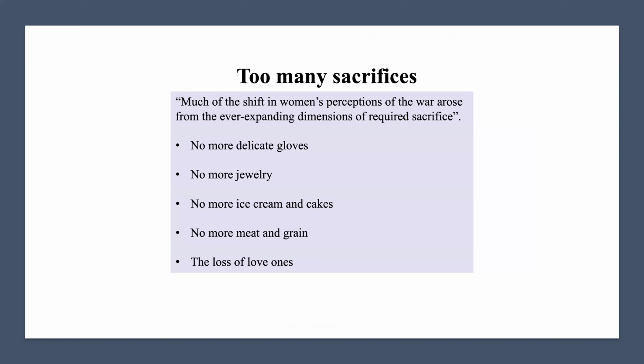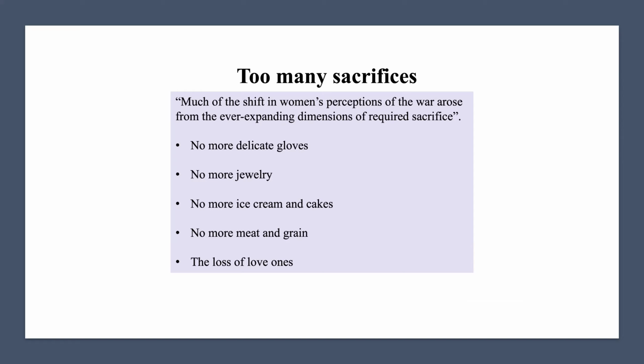Too many sacrifices were being made as well. Much of the shift in women's perception of war arose from the ever expanding dimensions of required sacrifices. No more delicate gloves, no more jewelry, no more ice cream and cakes, no more meat and grain, and the loss of loved ones. So women were used to having these things, and suddenly they just didn't have them anymore.